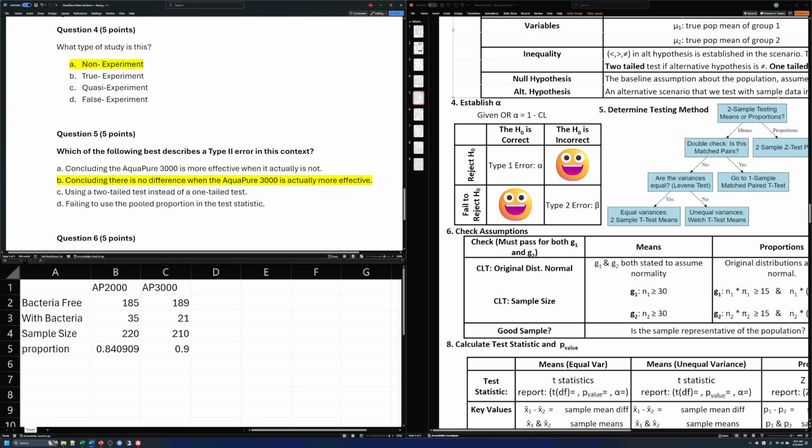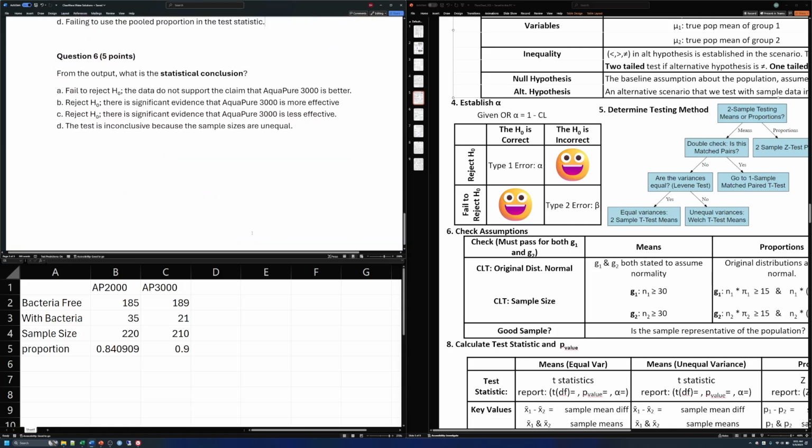Using a two-tailed test instead of one-tailed, that's not a type 1. It is a problem, but it's not a type 1 or type 2 error. Or failing to use the pooled proportion, this test statistic, again, issue, but not a type 1, type 2 error. Let's go down and look at our last question.